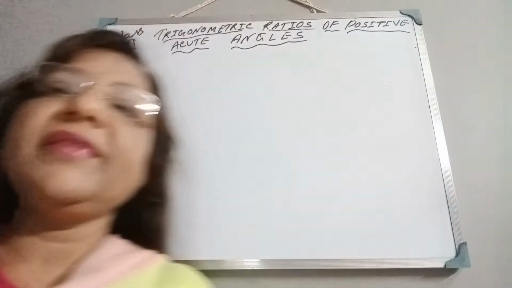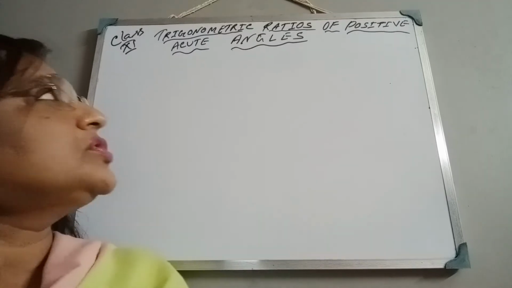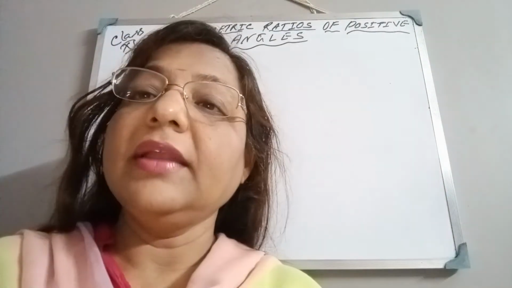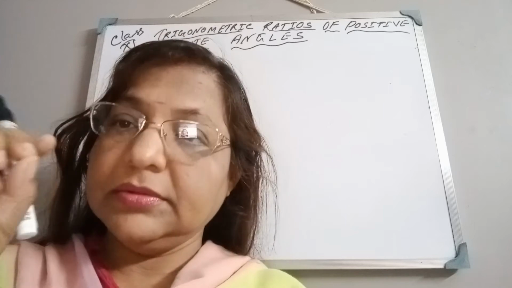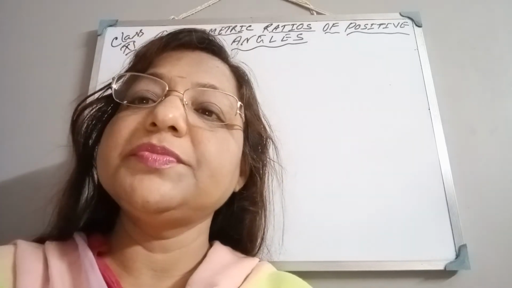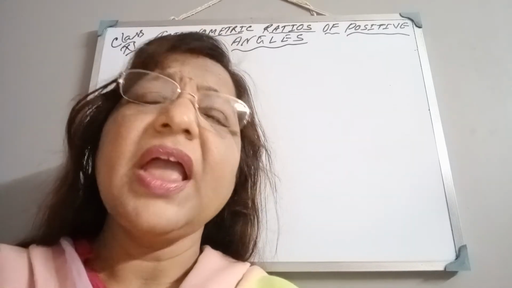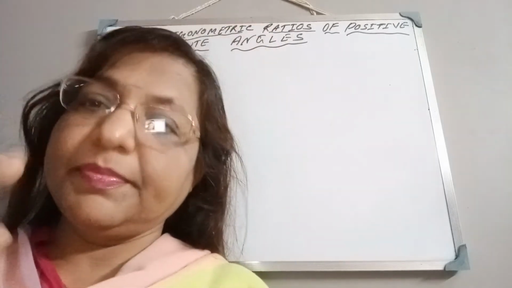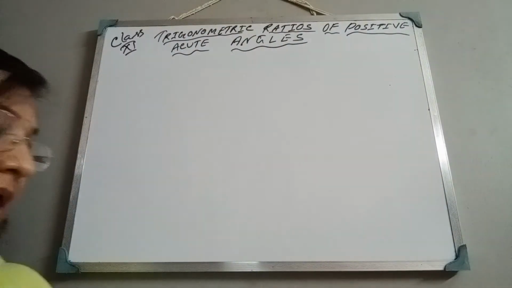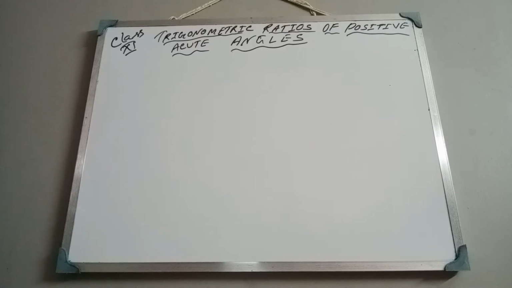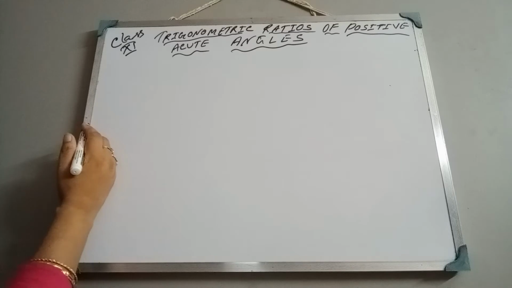Class 11, we have already started the chapter. Trigonometric ratios of positive acute angles, the formula part and the small axioms, that is also completed. That part is already completed, and the few, only 3 axioms that are there, that is also completed. Next, I will start Exercise 2.